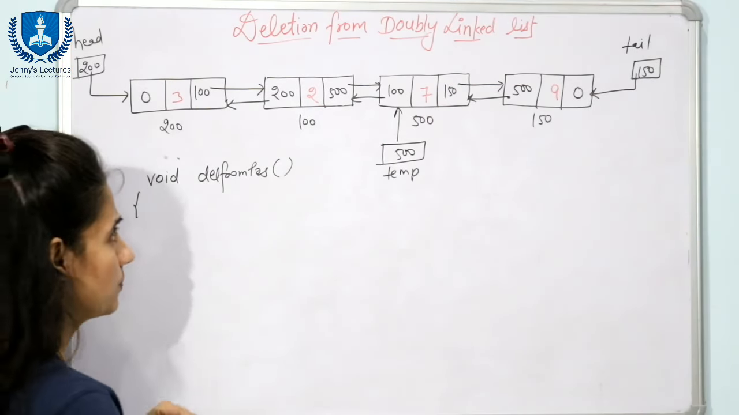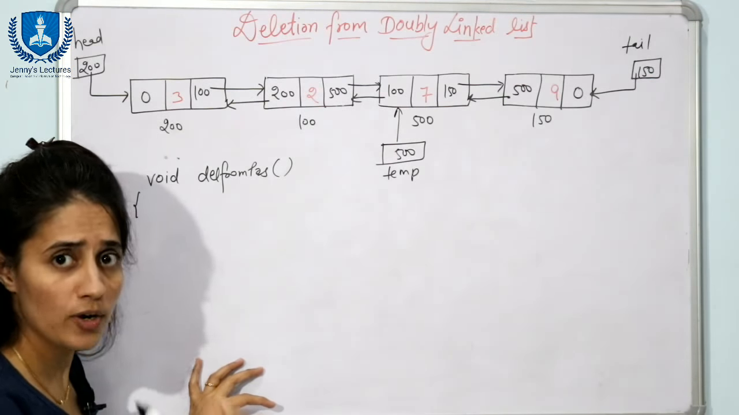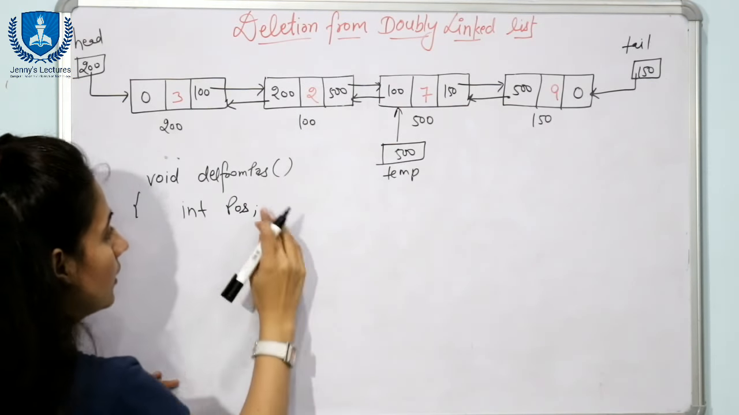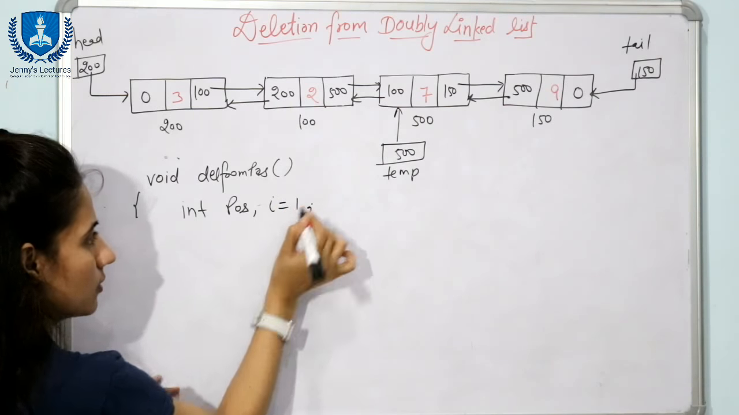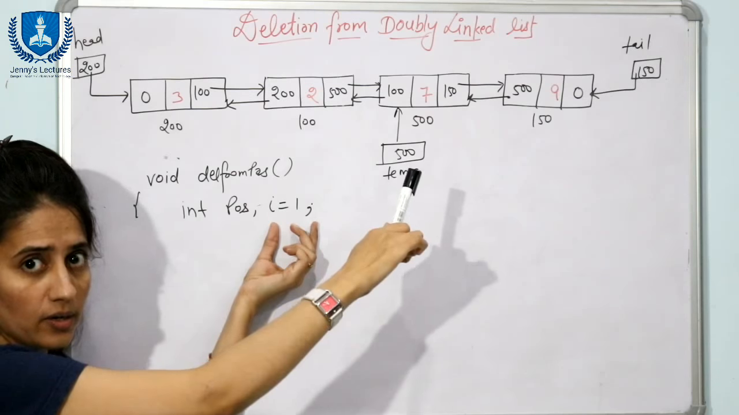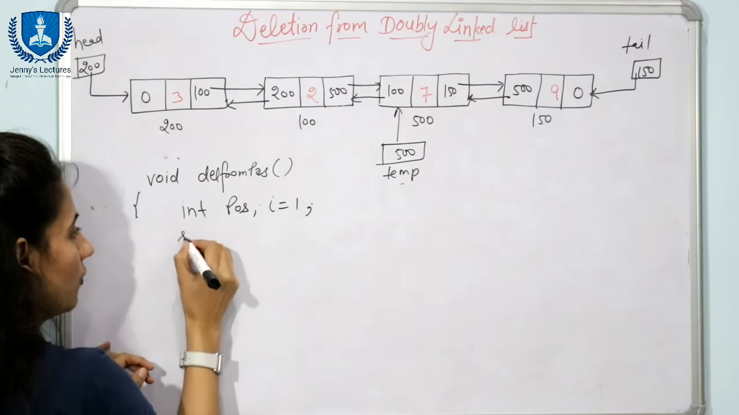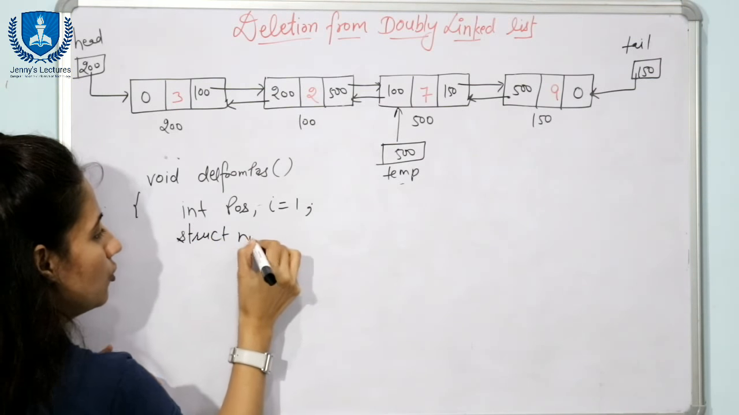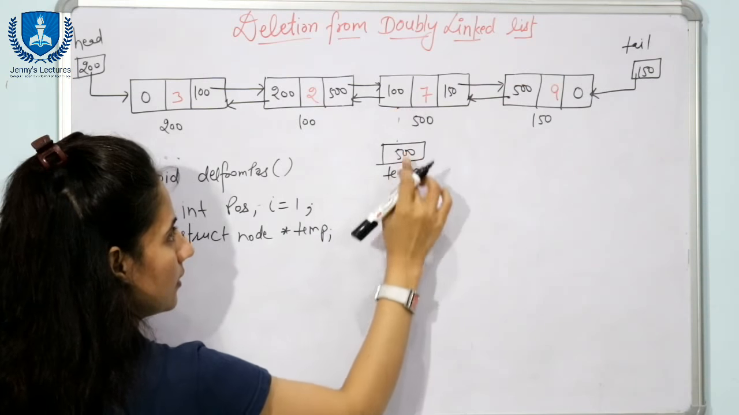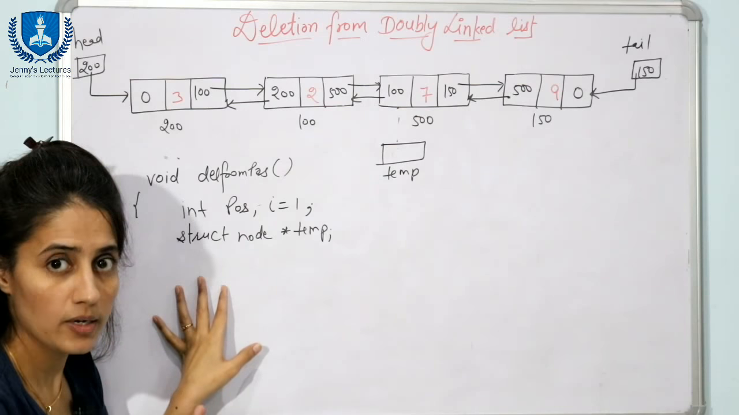Now see what you will do. Obviously we will ask the user from which position he wants to delete the data, and to get the input we need a variable, you can say pos variable. And also we are going to take this i variable, i equal to 1, for traversing. Now see, we are going to take this temp pointer also. So how can you declare this? struct node asterisk temp, and now temp is not having anything, so temp is not pointing to any node, right?